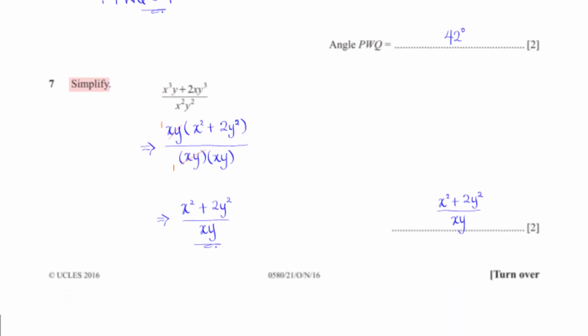Simplify x cubed y plus 2xy cubed divided by x squared y squared. So for the numerator, the common factor is xy. And when we factor that out, we are left with x squared plus 2y squared. In the denominator, we can factor that out as xy times xy. Xy cancels out in the numerator and the denominator, and so we are left with x squared plus 2y squared divided by xy as our final answer.